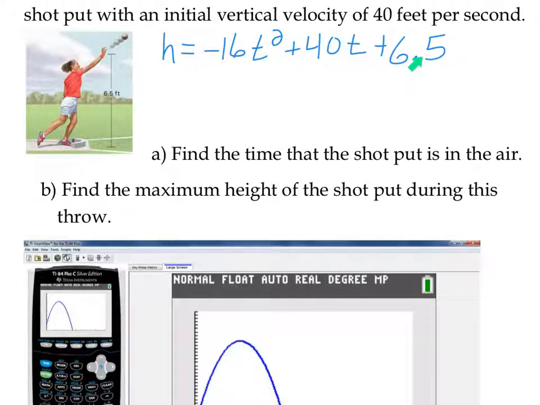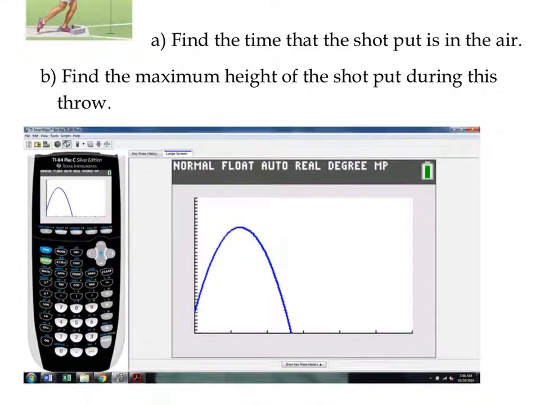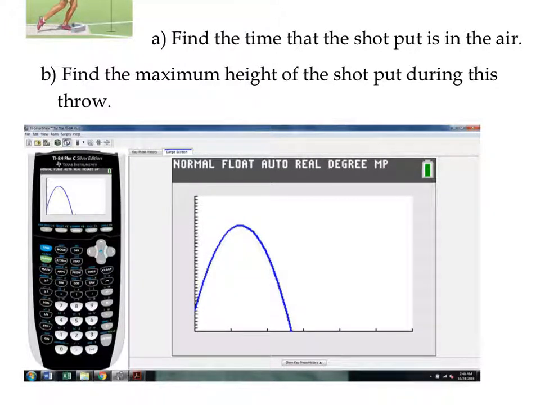Okay? And so when we do that, we're going to want to find the time the shot put was in the air and the maximum height. So those are two different questions. Let's talk about the first one.